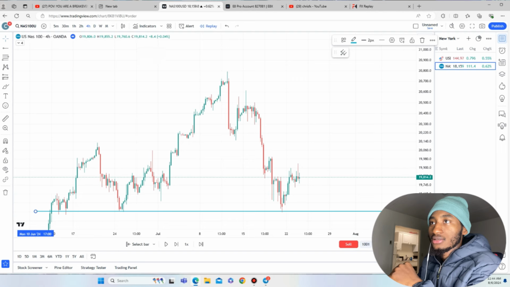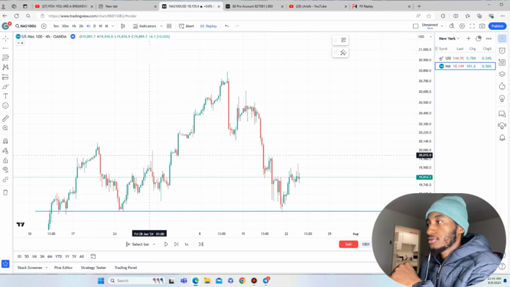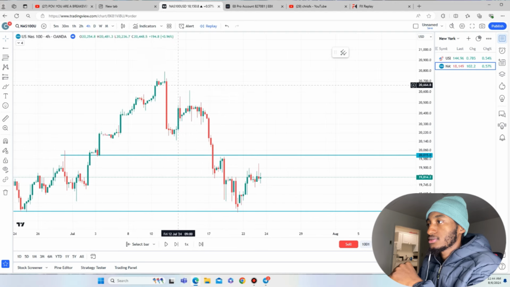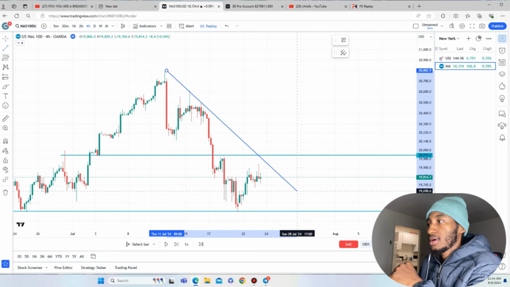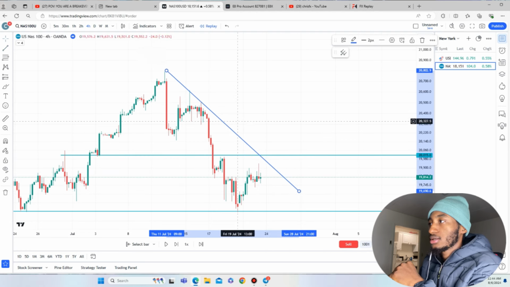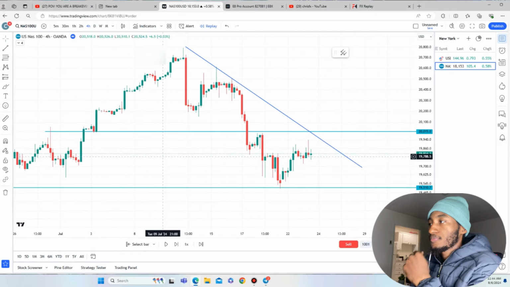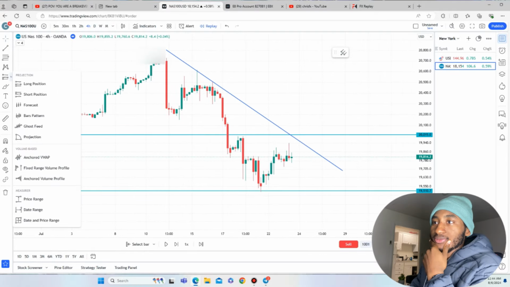I would say maybe right here. The market broke that level. Let me see. This is a trend line. It might come back here, respect it, and pull back down. So this is what I'm expecting the market to do.